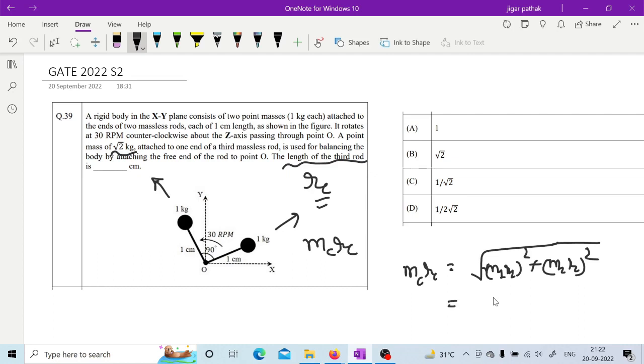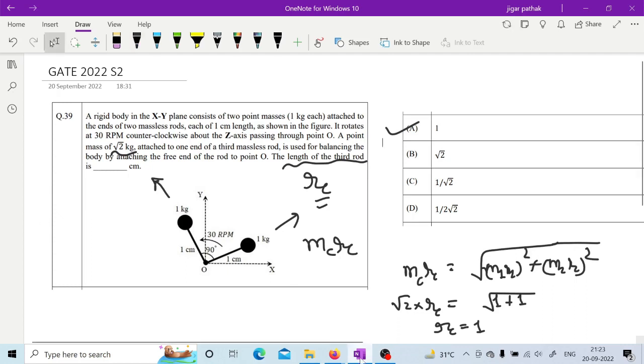1, sir. Here it is 1, here also it is 1, right? And here MC is root 2. Root 2. RC, root 2. Right. So RC will be 1, right? Because root 2 will get cancelled. Yes, sir. That's what I told. Okay. So this is how you can solve the problems on balancing.